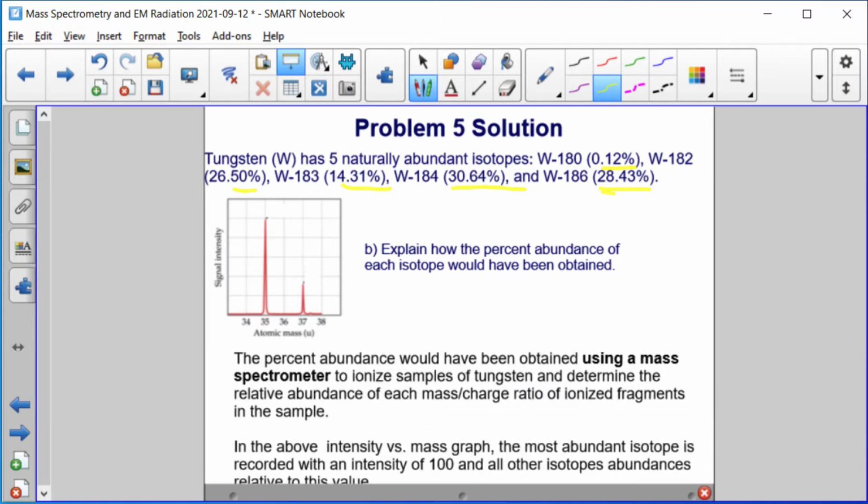Percent abundance would have been found using a mass spectrometer to ionize samples of tungsten and determine the relative abundance of each mass to charge ratio of ionized fragments in the sample. Shown above in a signal intensity versus mass graph, the most abundant isotope is recorded with an intensity value of 100, and all others are shown relative to that value.